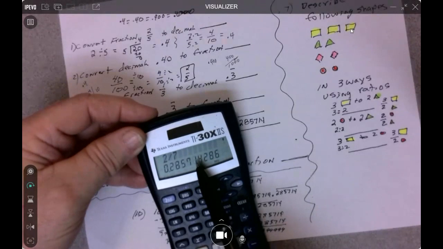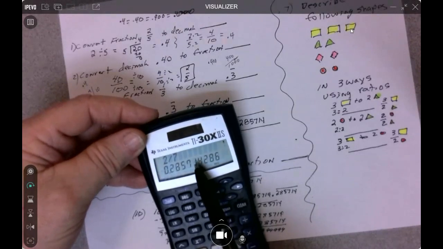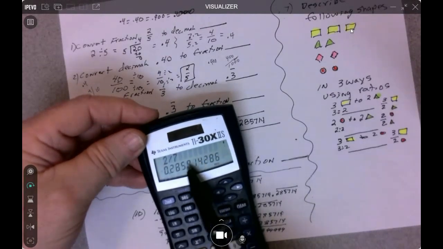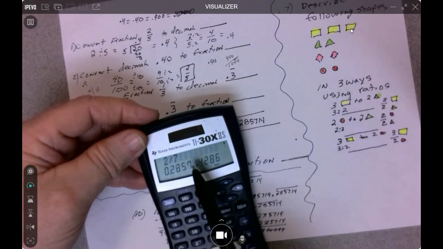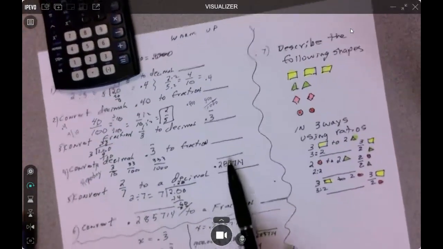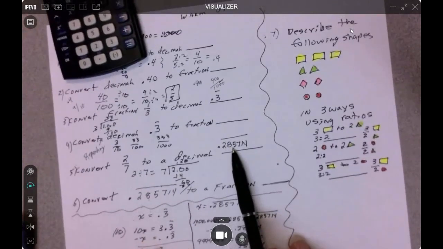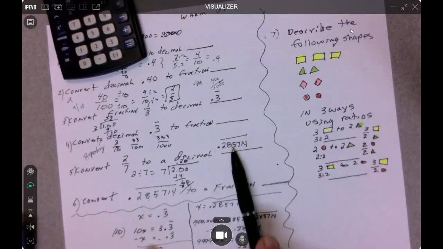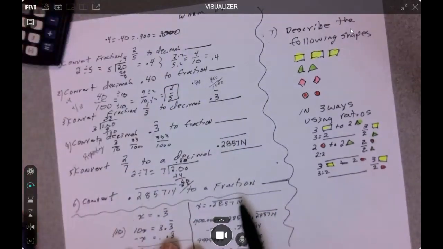So the point of this is that sometimes the repeating part is not a single digit. Sometimes it might be several digits, as it is in this case. So there's our decimal equivalent. Now this problem is more of a challenge, because if I ask myself how can I convert this back to the fraction 2/7? Now I know it's 2/7 because that's where I started from.